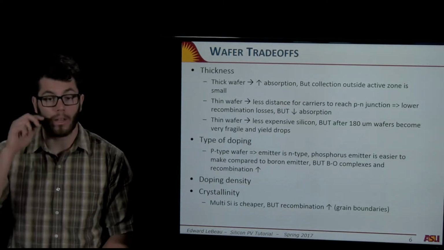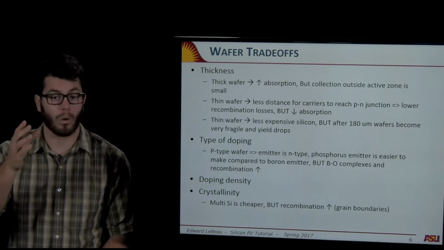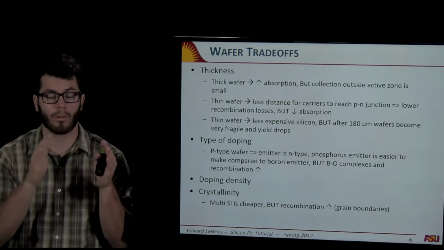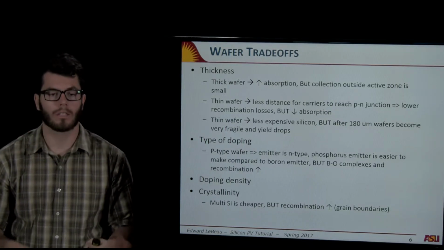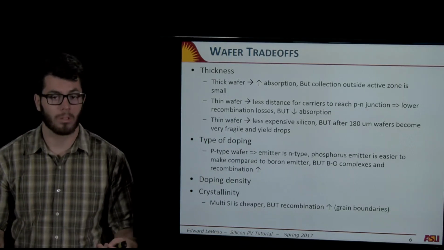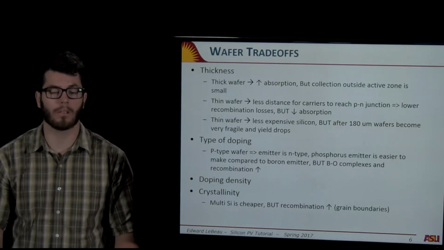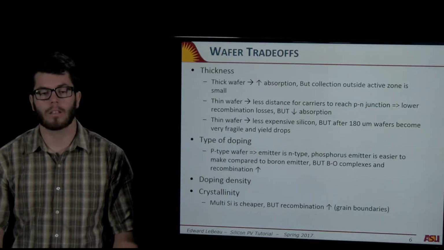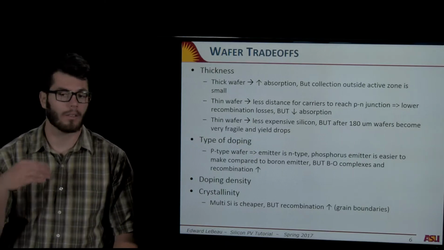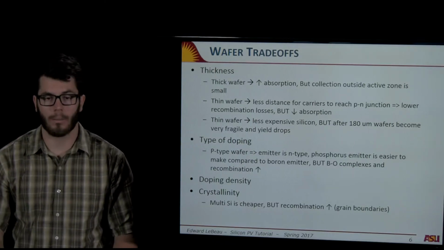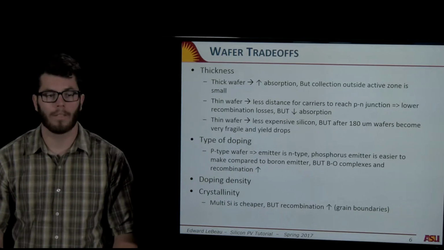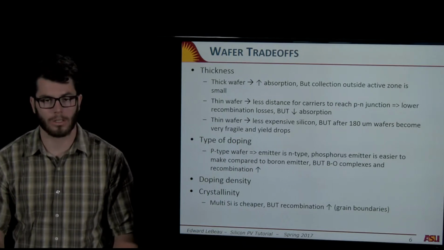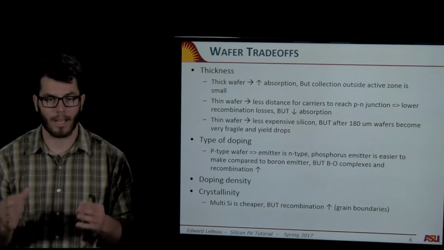What happens if we have a really thick wafer? Well, our absorption will go up because you have a good depth that you can absorb light, but your collection will start to go down because your excited electrons or holes have to travel a long way. Then let's look at a thin wafer. Now it's less distance, so you have lower recombination. The electrons or holes don't have to travel as far, but just like before, your absorption goes down because you have a less thick wafer.